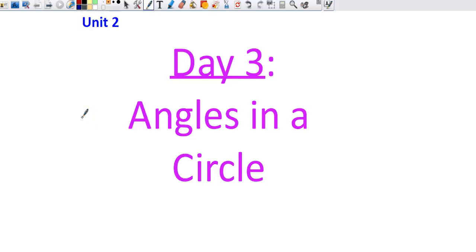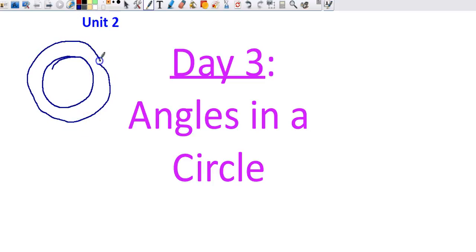All right, hello. We're Unit 2, Day 3. We're going to be talking about angles inside of a circle. So just a real quick reference on angles. Remember that in a circle, all the way around is 360 degrees. Terrible drawing here, but 360 degrees around a circle.